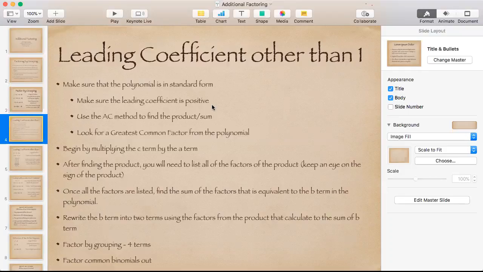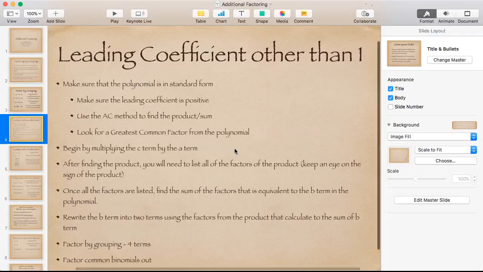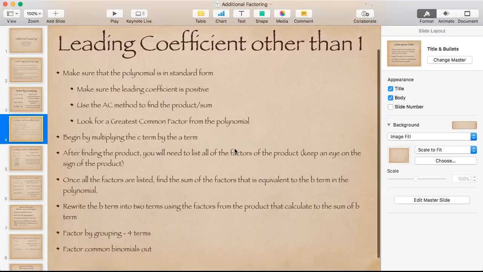Then you're going to find all the factors of that product and then find out which ones combine together to give you the center term as your sum. Remember to keep in mind any of your positives and your negatives. Once you do that, you can rewrite it.